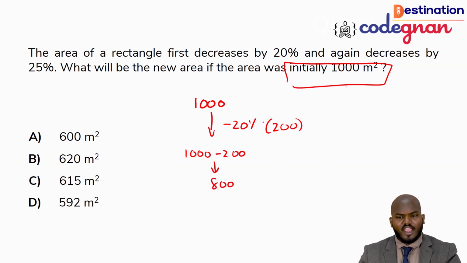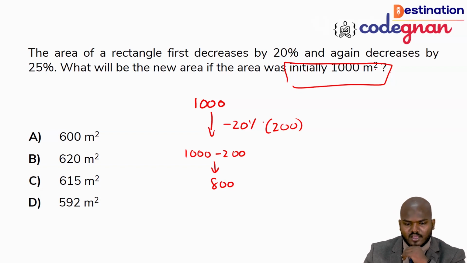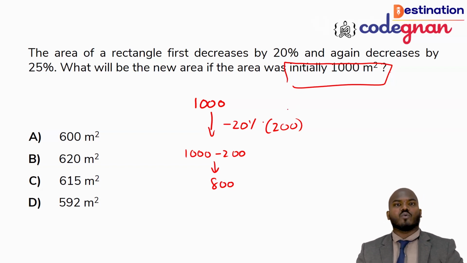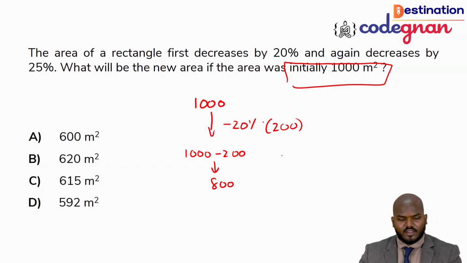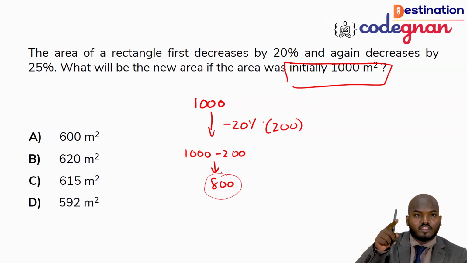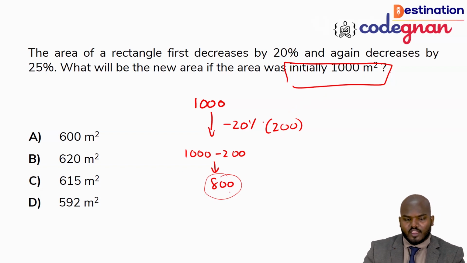800. And then again it decreased by 25%. So in the 1000, what is the 25%? That is the very important term. Not 1000. Now the value is decreased to 800. If you are solving with the 1000, then it is wrong. You need to understand the question. So 800 is there now. From the 800, what is the 25%? 25% of 800 is 200 again.